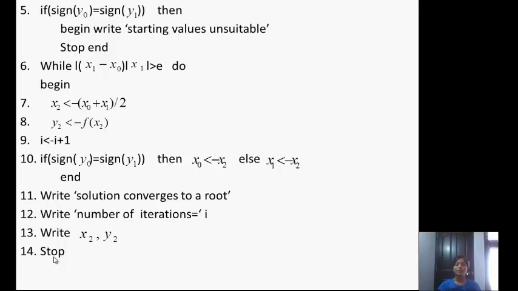At the next step, if the sign of our function is equal, then the value for x0 is x2, else if our function value has the opposite sign, the value for x1 is x2. Now at the end we have to write that the solution converges to the root if our obtained value is less than e, and we have to print the number of iterations in which we get the root, and at last we have to print the values of x and y.